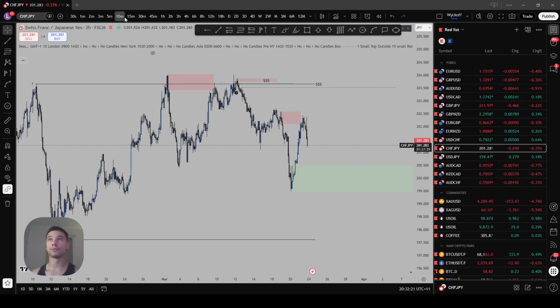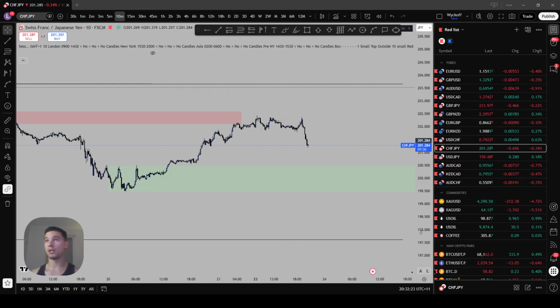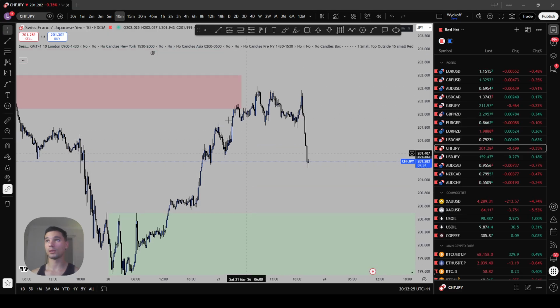Nice rejection from this supply. Pretty ugly distribution model, but there was some form of distribution here which occurred.